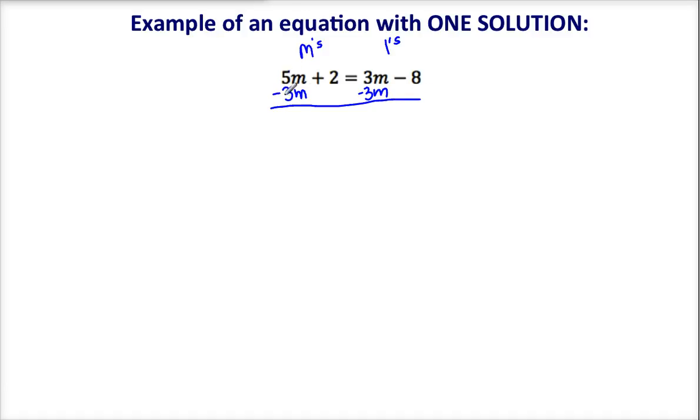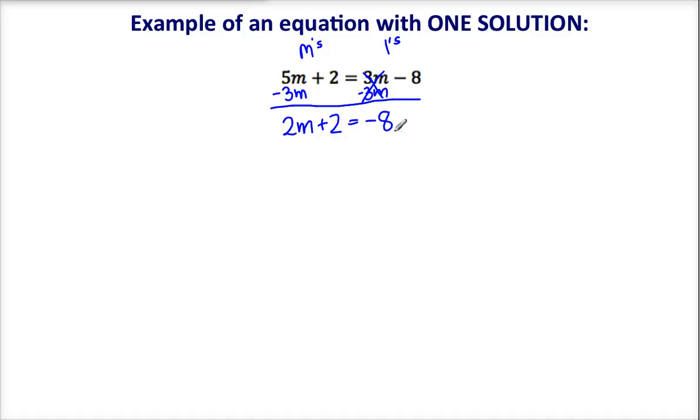And we have 5m minus 3m's. That leaves us with 2m's, and then we still have plus 2 equals 3m minus 3m. That's 0. That was our zero pair. Then we still have minus 8, or negative 8.